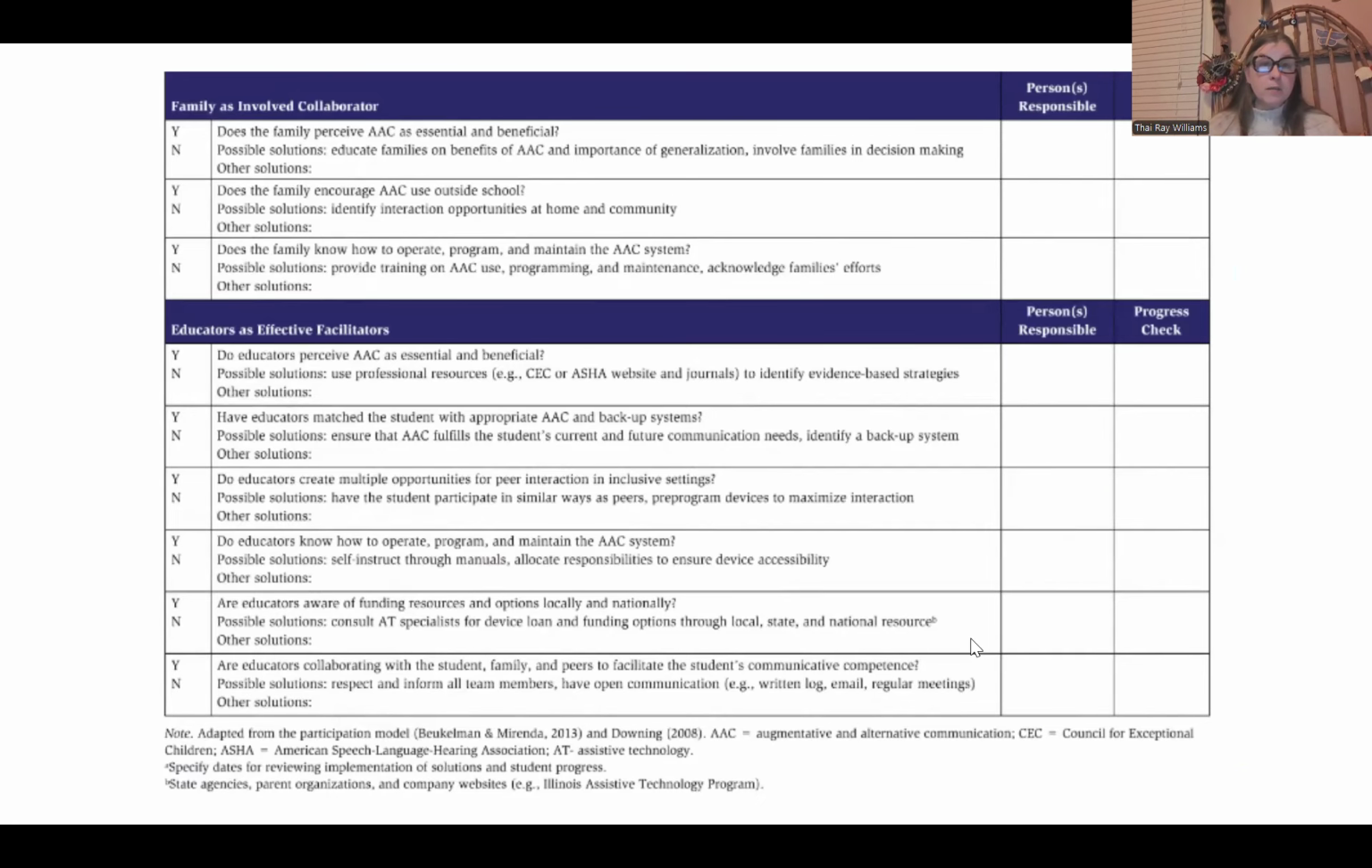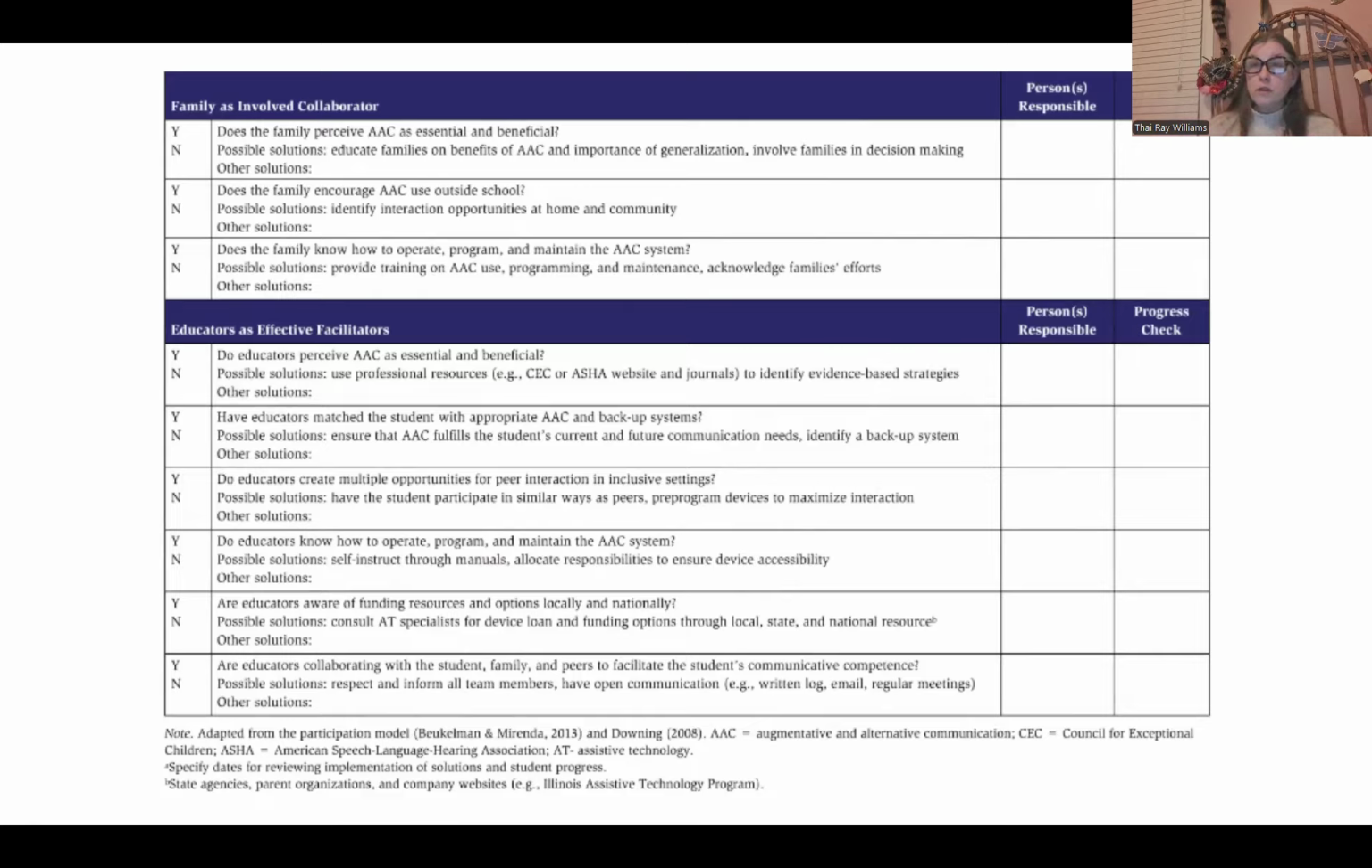So when you're looking at families, you want to know, does the family perceive AAC as essential and beneficial? Are they using it at home as well as at school? If they are, keep on rolling. If they're not, you're going to educate the family on the benefits of AAC systems and how important generalization is. So I need the student to be using it at home, in the community, and at school.